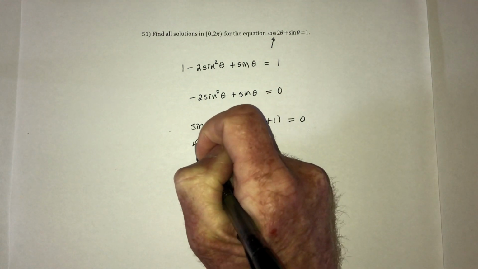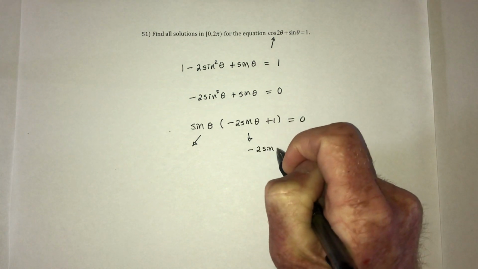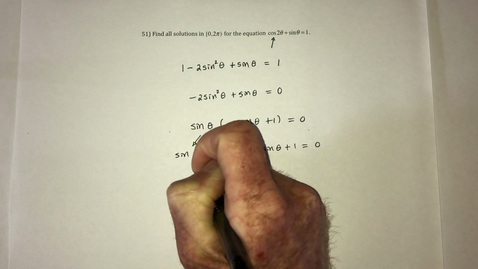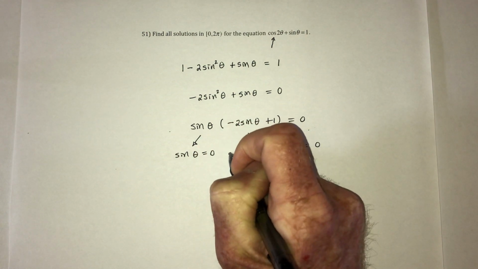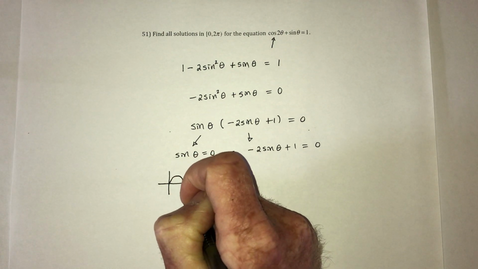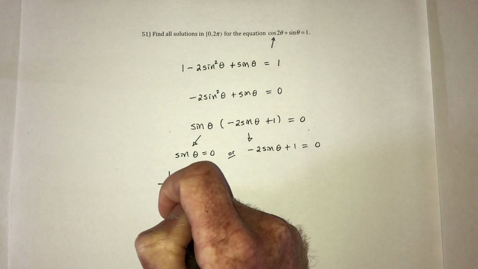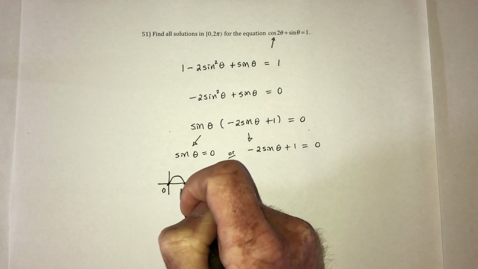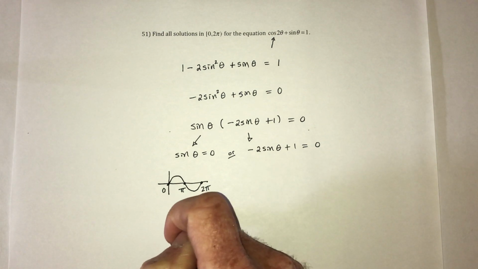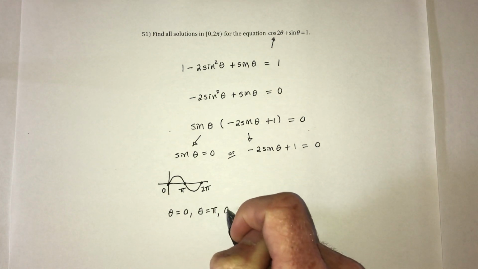And now that it's factored, set each one of these equal to 0. So negative 2 sine of theta plus 1 equals 0. And this one is just sine of theta equals 0. So this one I could do even without a calculator because the sine graph looks like this. And then where it equals 0 would be right here, which is theta equals 0, right here, which is pi, and right here, which is 2 pi. So we get theta equals 0, theta equals pi, and theta equals 2 pi.